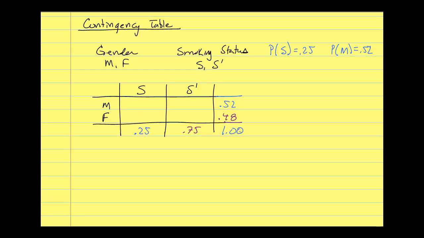Now the question is this: how do I fill in the insides of my table? And the answer is you cannot fill in the inside of this table right now. You need one other piece of information. And it could be anything. It could be male and smokers. It could be female and smokers. I could look for the number of people, or the probability of people who are females and they don't smoke would go here. I just need one other piece of information to fill in this table.